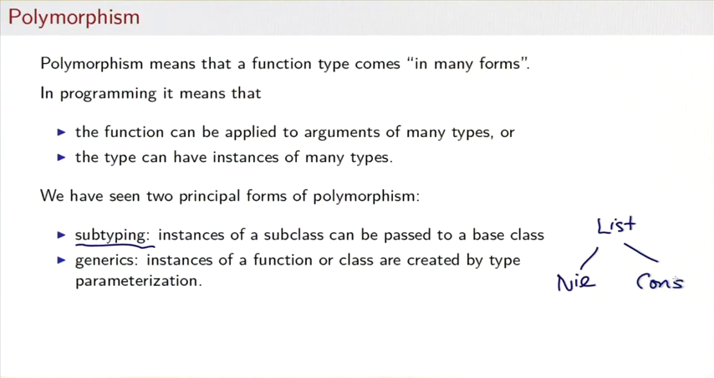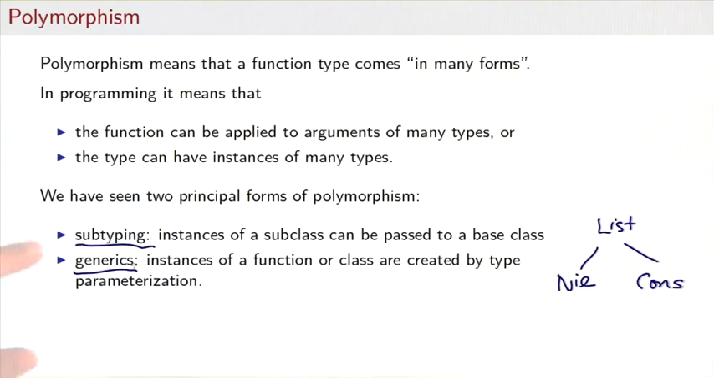That would be just as good as a general list. So that means that it's a form of polymorphism, that it could have one of those two forms. The other form of polymorphism we have seen was generics, where we can create many instances of a function or a class by type parameterization. So using generics, we could create a list of ints, or a list of doubles, or a list of booleans. The two forms of polymorphism complement each other well, and Scala has both of them.